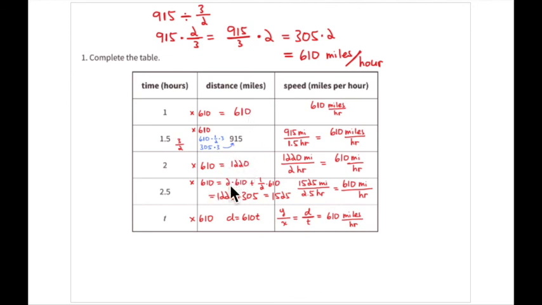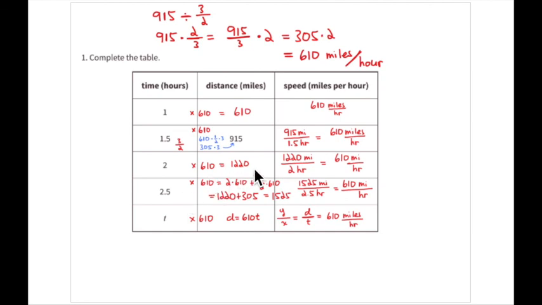Now, I did a little bit of extra math in some cases. 610 times 1/2 times 3, that's times 3 halves. What's 1/2 of 610? 305 times 3 is back to the 915, if you want to reverse what we had done. 2 times 610. 2.5 times 610.